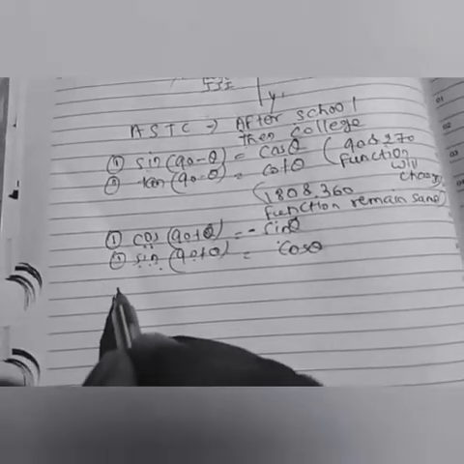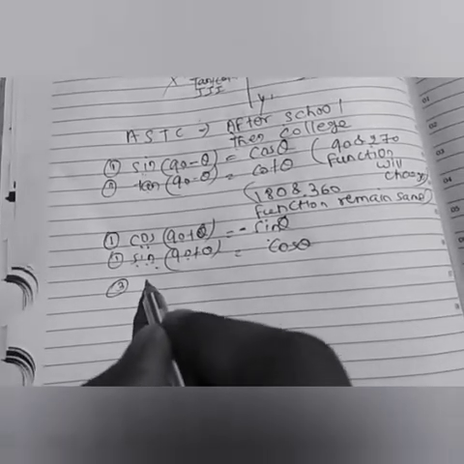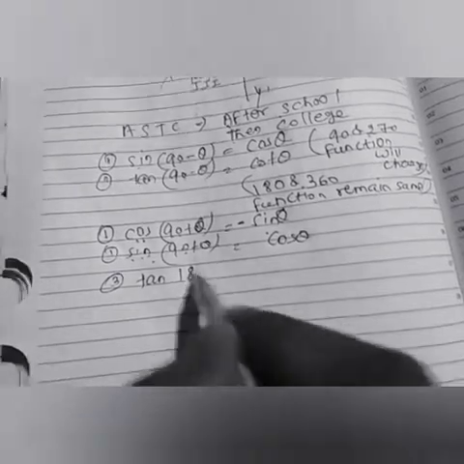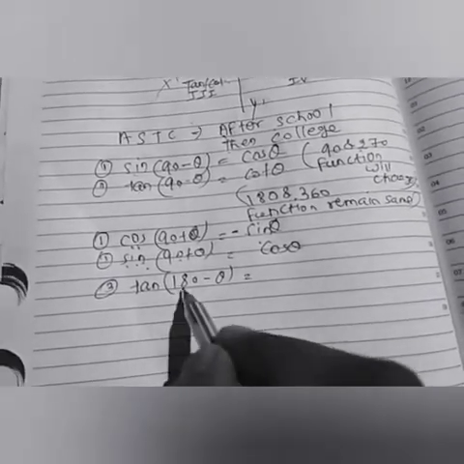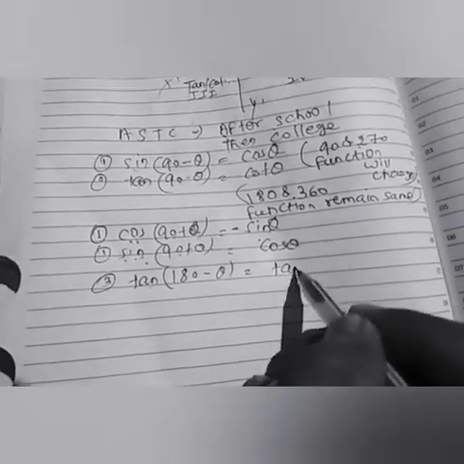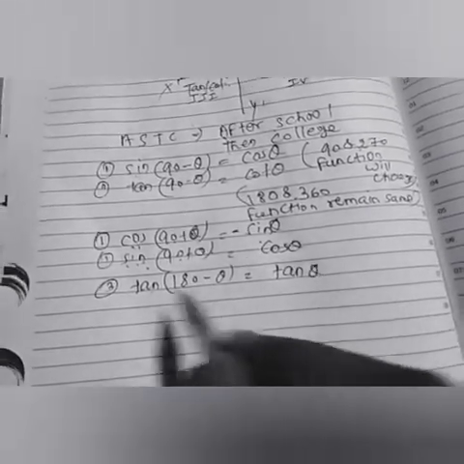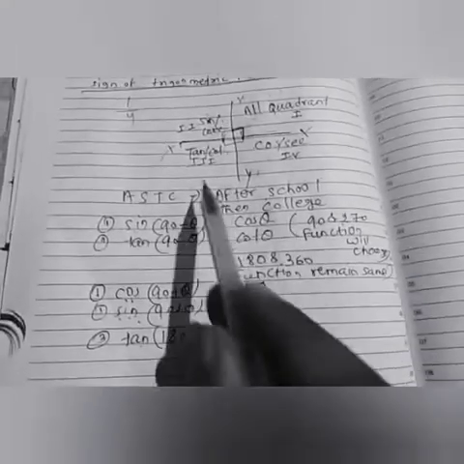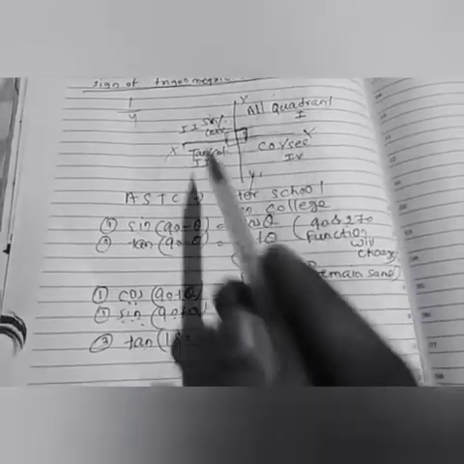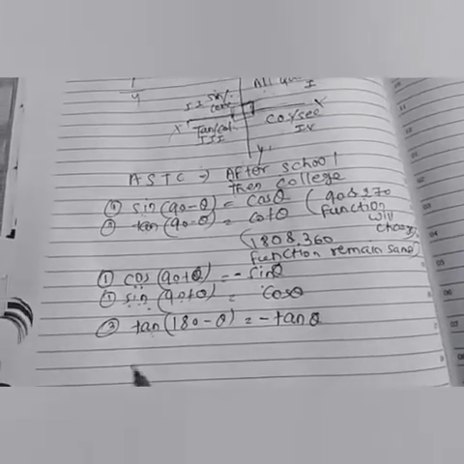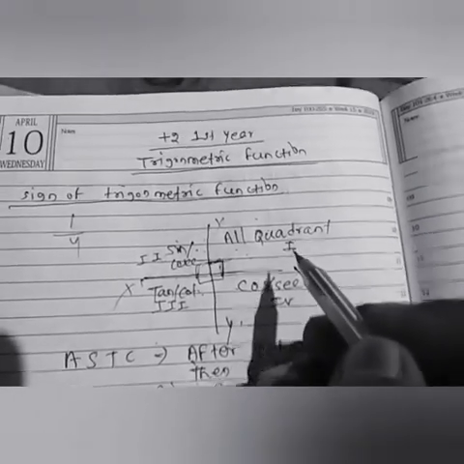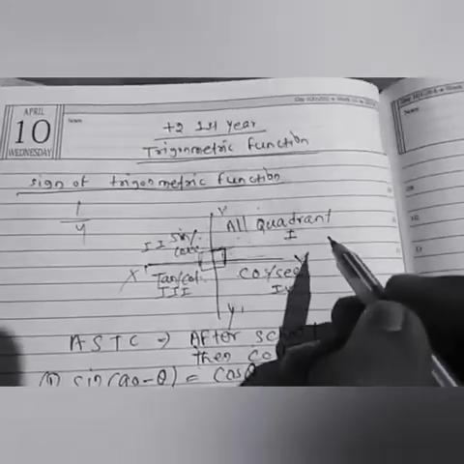Okay, I just take one example, tan 180 minus theta. For 180 the function will remain the same, tan theta. 180 minus theta means second quadrant, sine and cosec are positive, tan is not positive, so minus tan theta. I just write in which quadrant can be expressed by which angle.